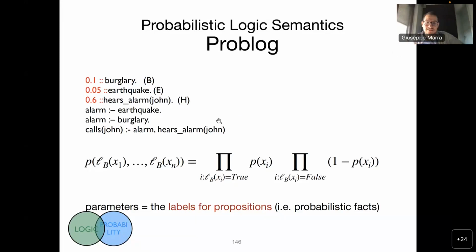So once you have chosen the probabilistic facts, you can always determine all the other facts. For example, if you pick alarm in this example, alarm is completely defined once you have defined both burglary and earthquake, so it's not a probabilistic value. In this way, you can attach to a given interpretation a probability just by the product of probabilities. And remember, you can do this because the probabilistic facts are considered independent. So this probability distribution you can consider as a parametric distribution where the parameters are the single labels of the propositions, the single probabilities of the facts.